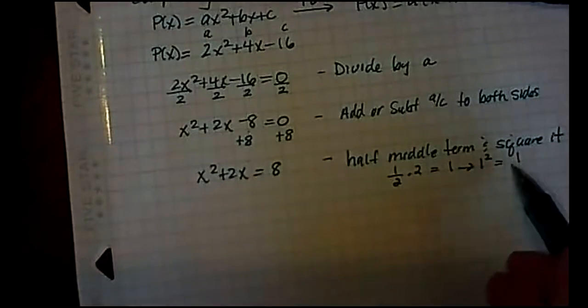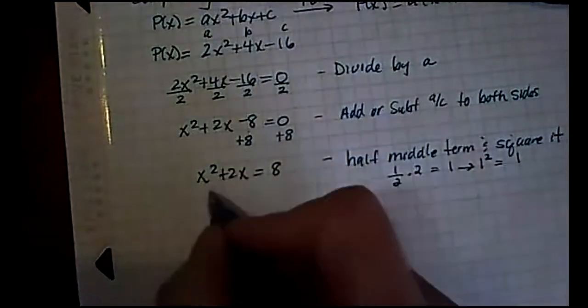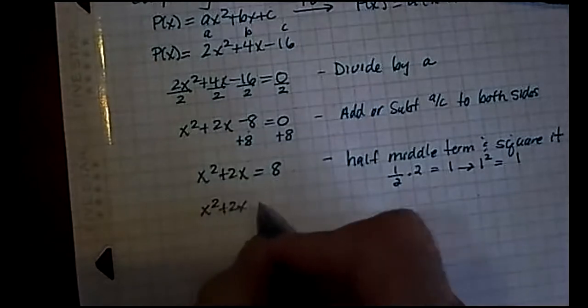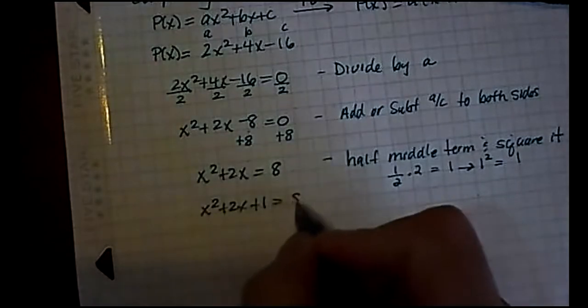So I'm going to take half the middle term squared, which is this, and I'm going to add it to both sides. Remember, I have to add it to both sides. And this is always going to be positive because we're squaring it. So you add it to both sides. So here we have x squared equals, so I added a +1 to both sides. Half the middle term squared added to both sides.